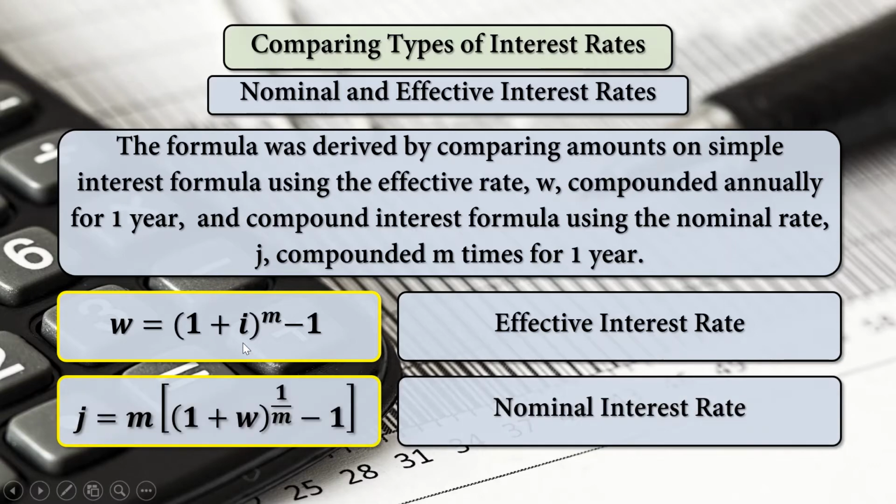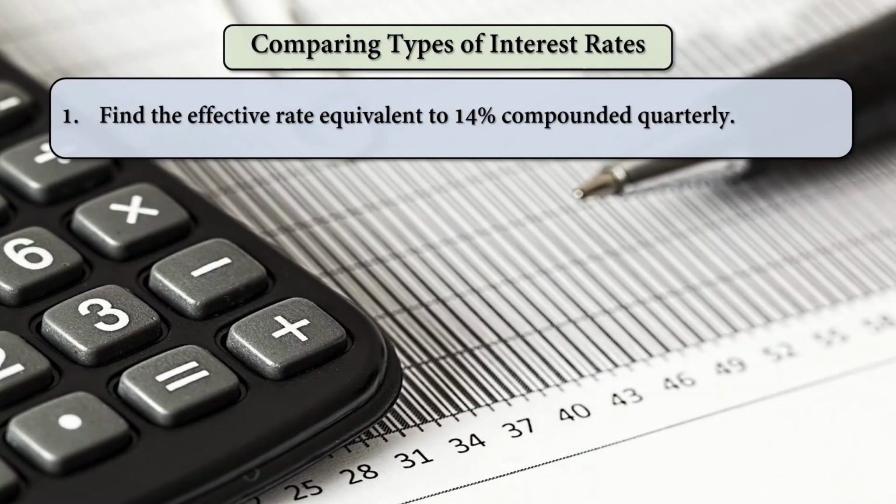And then for the nominal interest rate, J is equal to M times the quantity (1 plus W) raised to the exponent of 1 over M, and then minus 1. So for example, find the effective rate equivalent to 14% compounded quarterly.